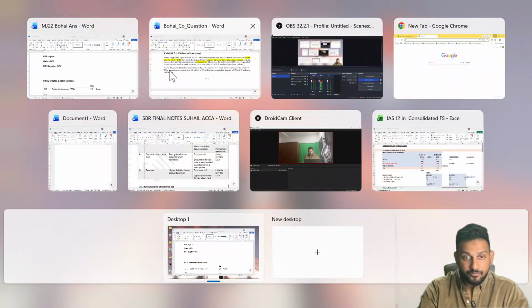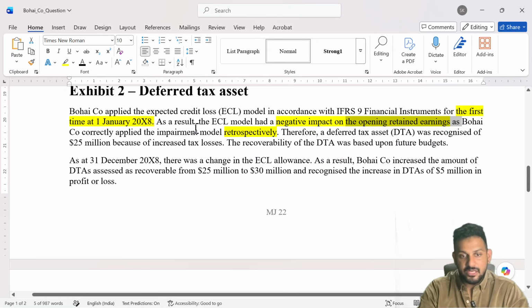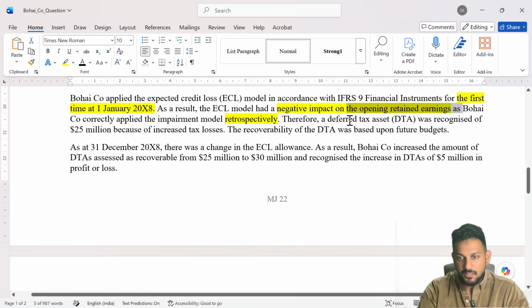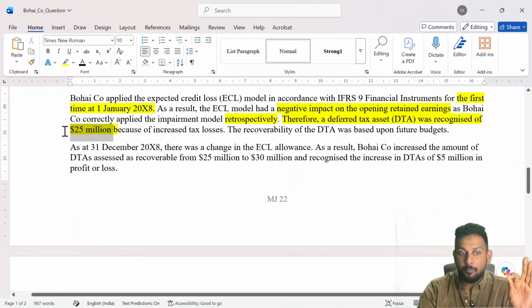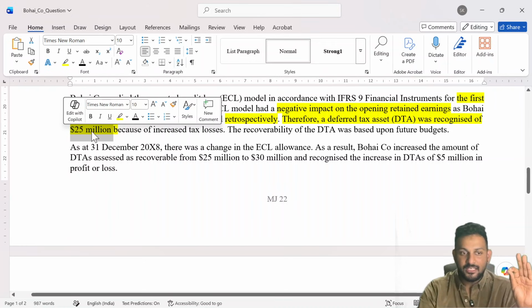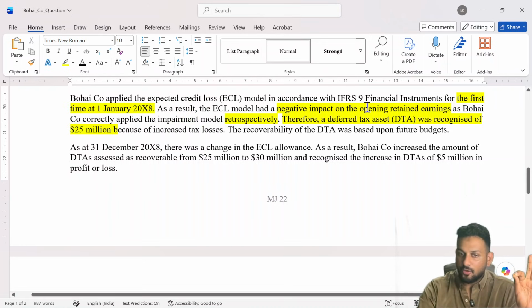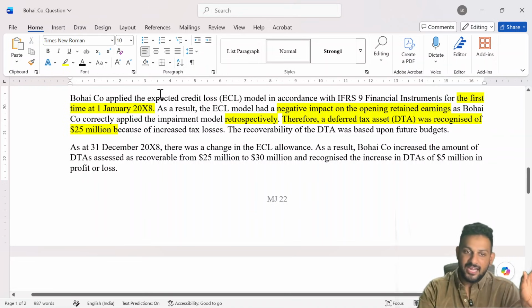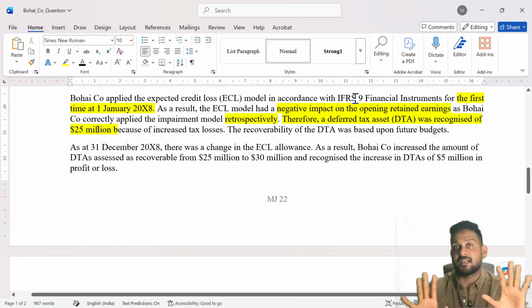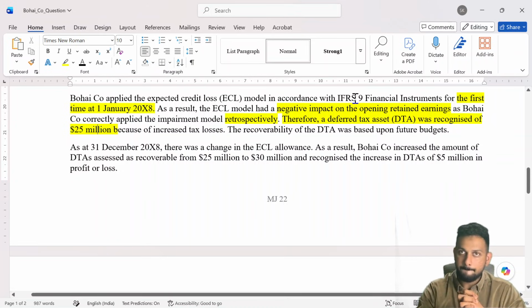Clear? So in case of this 25 million, basically they had recognized a deferred tax asset of 25 million. So the 25 million is the opening deferred tax adjustment. This 25 million they had recorded in the opening retained earnings. So this treatment is actually correct. Why? Because the expected credit loss is recorded to opening retained earnings, so the deferred tax should also be taken to opening retained earnings. This is correct. Okay, clear.